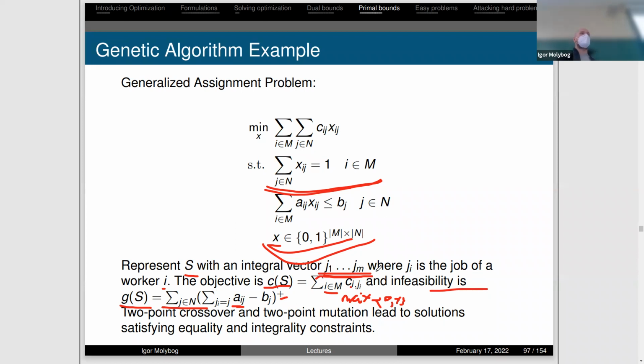Any questions about this example? No questions? No questions, guys? Okay.